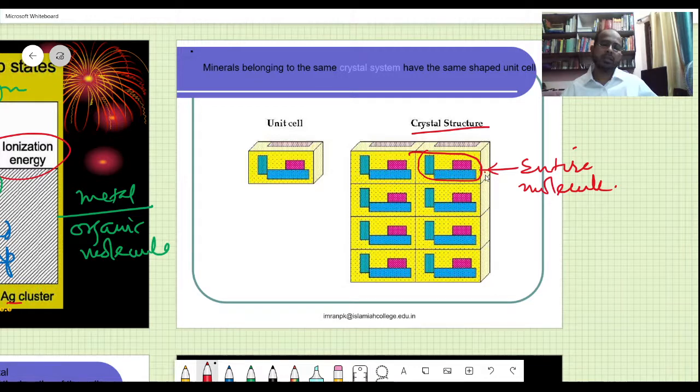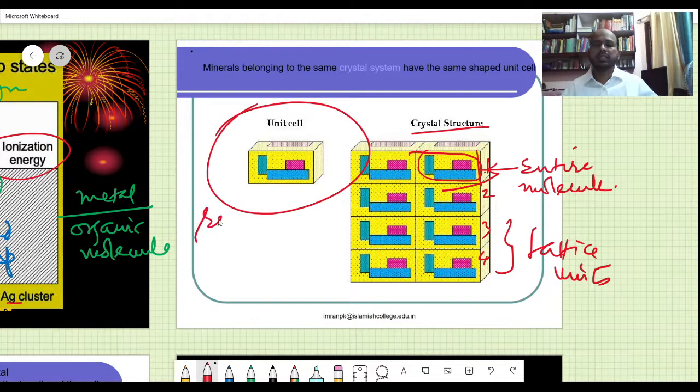And this occupies a particular space X, Y, and Z. So you have 1 unit, 2 units, 3 units, 4 units here, and you will call it the lattice units. And this is a unit cell. This gets repeated in a lattice. And so you can see that these atoms can be closer.